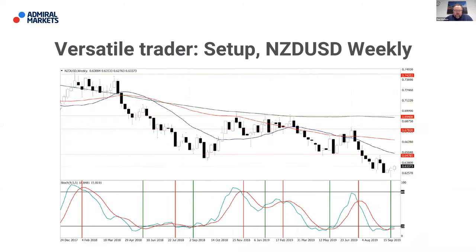So this is the weekly chart on the Kiwi dollar. Let me use the drawing tool here to make it a little clearer and help with the understanding. You might say, why is that, Paul? How does that help us? What are we looking to do? Well, most people use the stochastic to give an indication of when price might be overbought or oversold. That's what most people will use any kind of oscillator for.